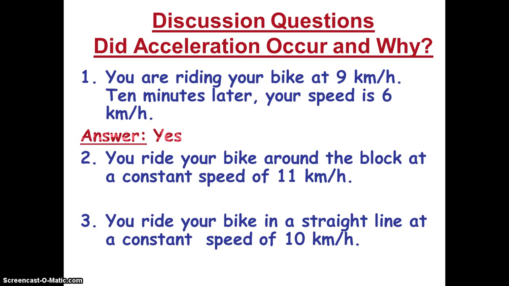For number 1, acceleration did occur because you slowed down, you had a change in speed. Number 2, acceleration did occur because you weren't going in a straight line. You were turning, so you had a change of direction. And then number 3, there was no acceleration that occurred. And that is because you were going in a straight line at a constant speed. Your speed and your direction stayed the same.